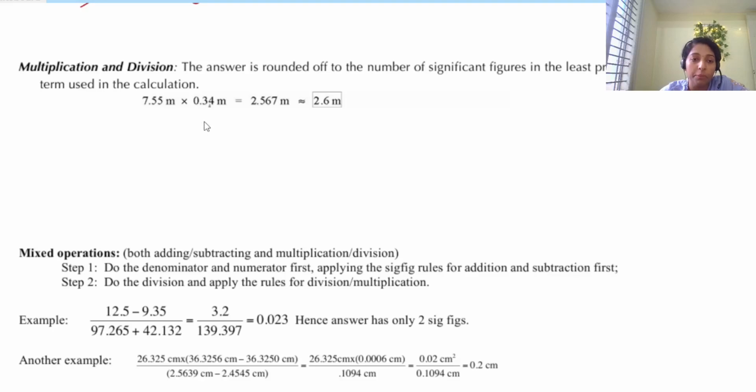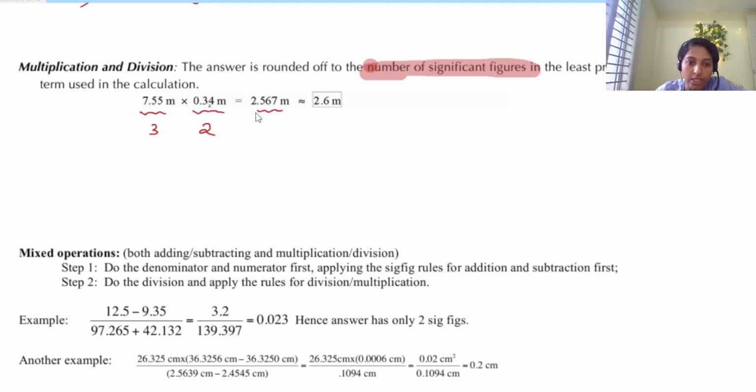When you are dealing with multiplication and division, what happens? Significant figures play the role. So the answer should be represented with the least number of figures. For example, see the number here, this multiplying number has 3 significant figures. Here how many significant figures are there? Not 3, it's only 2, because leading zeros are not countable. So 2 significant figures. So your answer should contain only 2 significant figures.